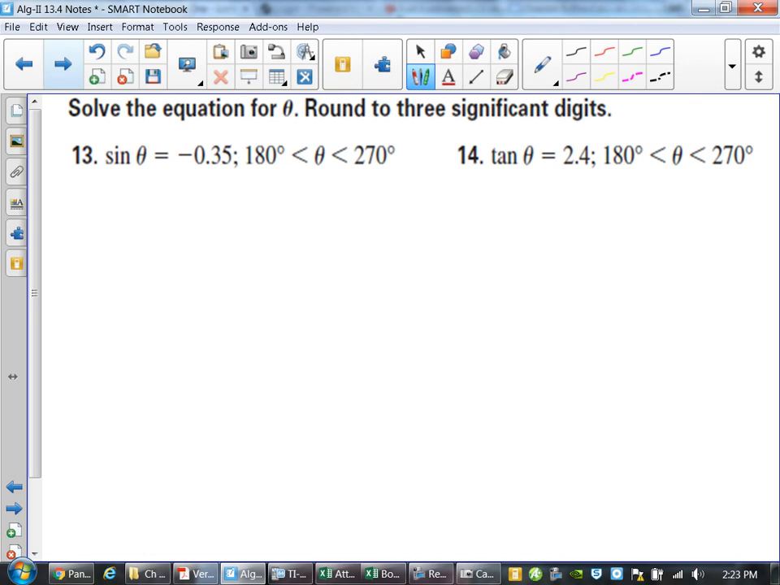I got the sine of theta equals negative 0.35, which means it's going to start in the fourth, and you have to bounce it to the third. And then it has tangent of theta equals 2.4. Remember, tangent is positive, so it's going to start you in the first quadrant, and it's going to want you to bounce that to the third quadrant because the tangent is also positive in the third. So we do the same thing. We press buttons. We get a reference angle. We bounce things around.